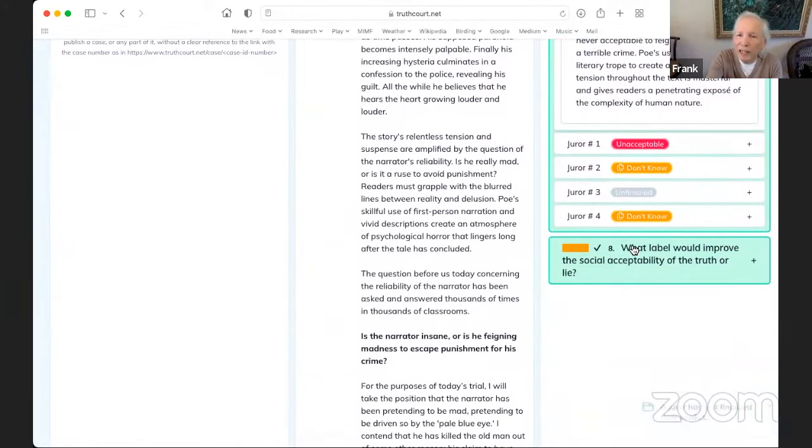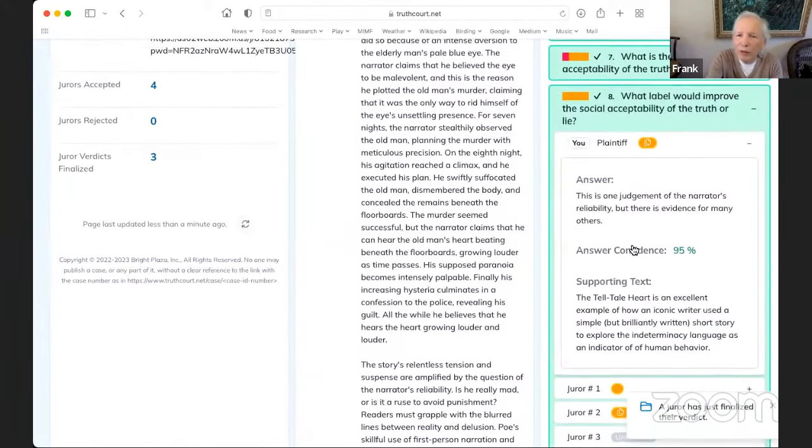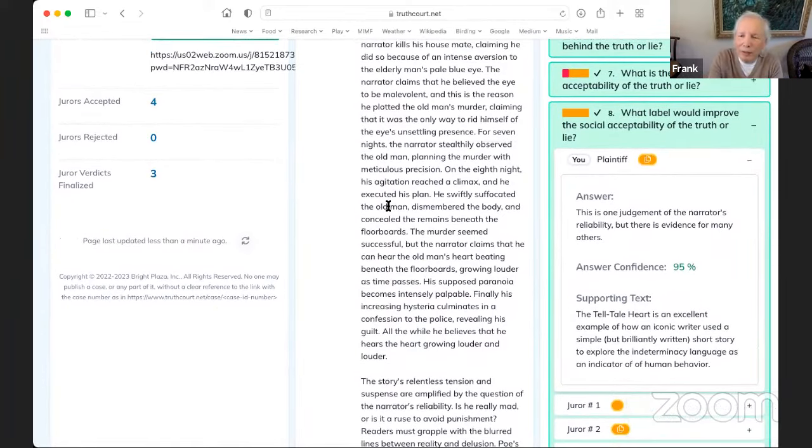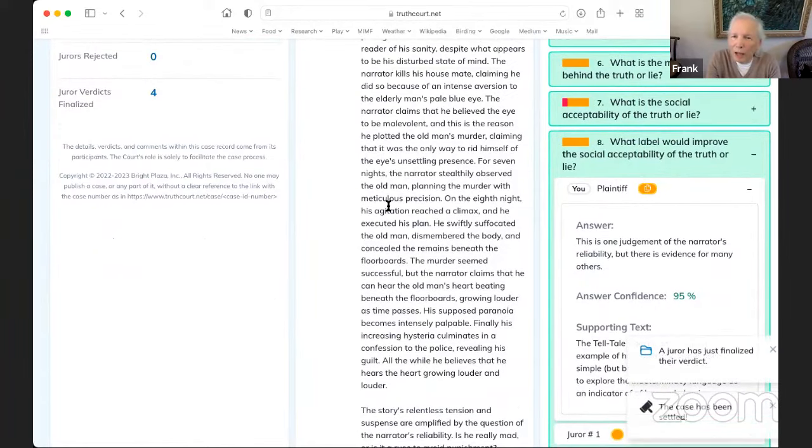And finally, what label would improve the claim? If you saw this claim that I made, that the narrator was sane, if there was a label beside it, what would it be? This is what I propose. This is one judgment of the narrator's reliability, but there is evidence for many others.